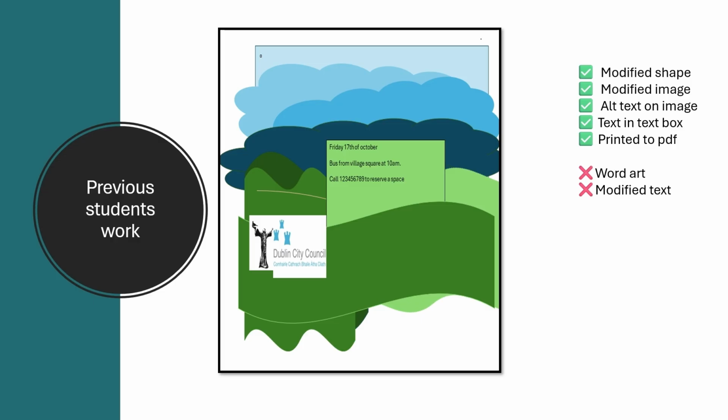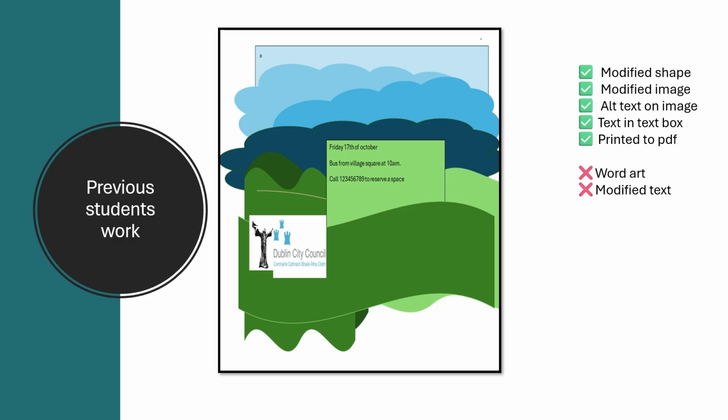So here's some examples of previous students' work so you can see what they've done really well and what they missed out on. So this particular student put in loads and loads of shapes, modified the shapes, layered them, coloured them, and stretched them. So there's different kinds of shapes all over this poster. She inserted an image, the Dublin City Council image logo, and then she inserted a statue poster image. And then she modified those by making them a bit bigger and then making them into a square shape.